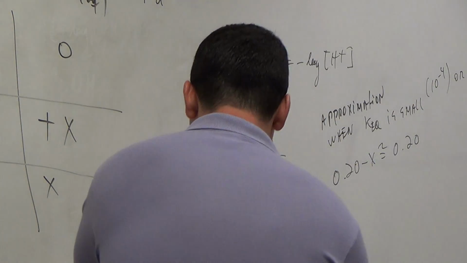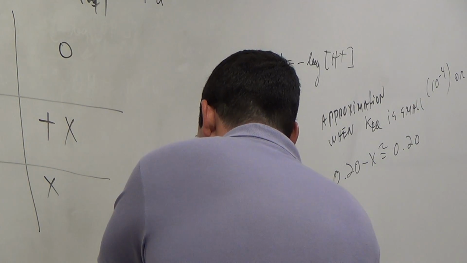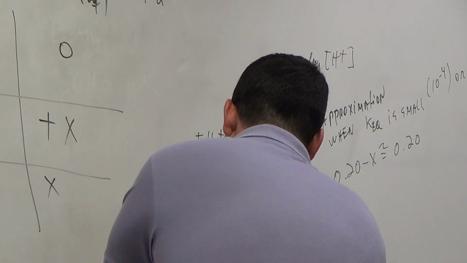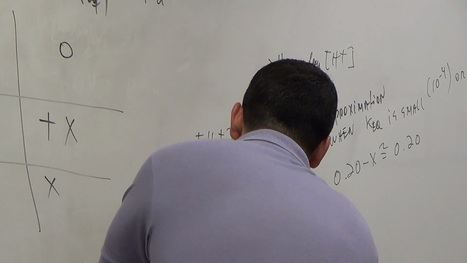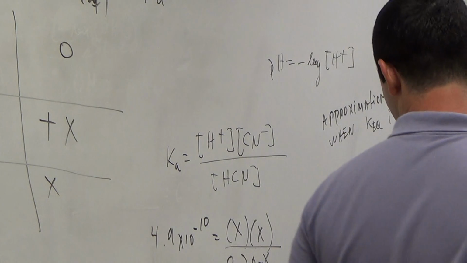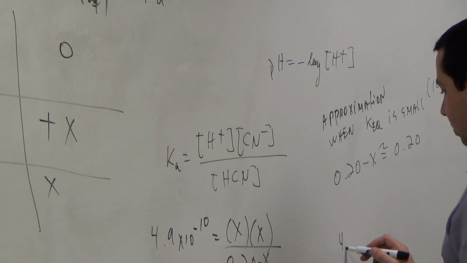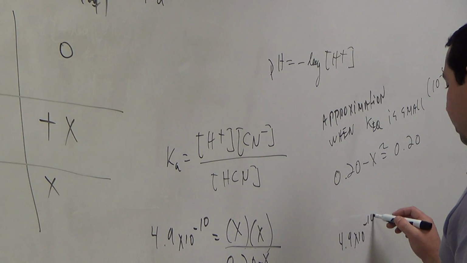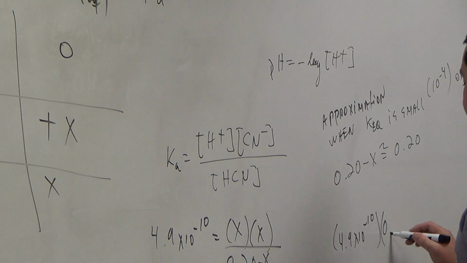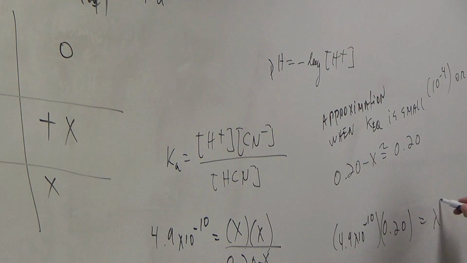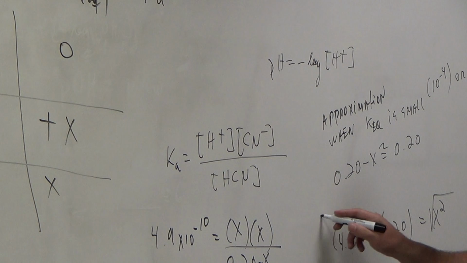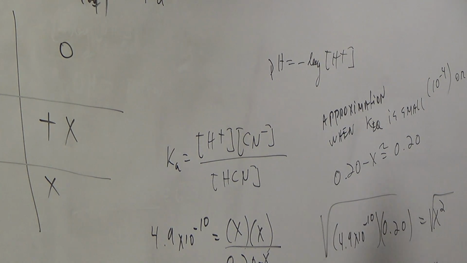So this is how the math becomes now. 4.9 times 10 to the minus 10 equals x squared divided by 0.20. I bet you guys can do that one now. 4.9 times 10 to the minus 10 multiplied by 0.20 equals x squared, square root there, square root here, x is equal to... no, that's not what I get. I get 9.9 times 10 to the minus 6.